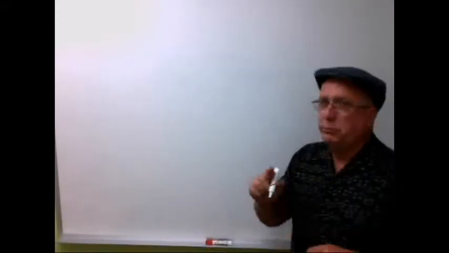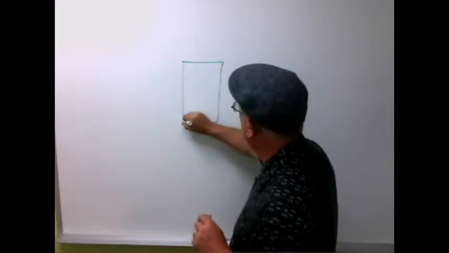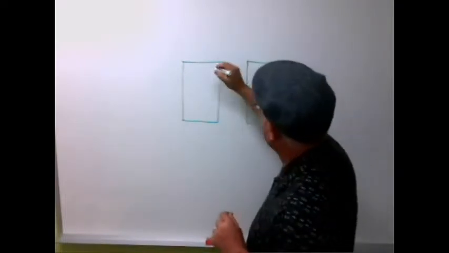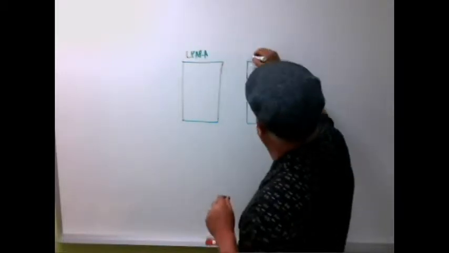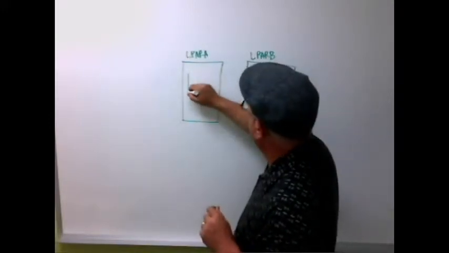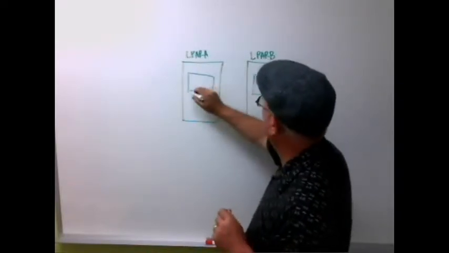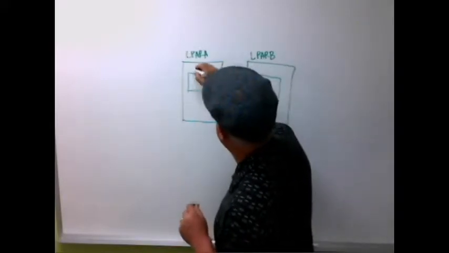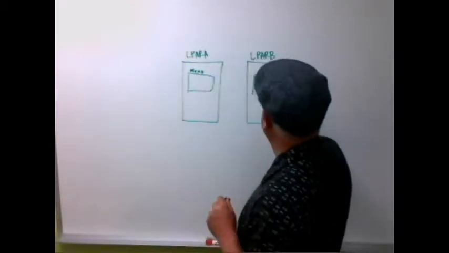So let's put together a straw man of a DB2 data sharing environment. I'm going to have 2 different LPARs. We'll call this LPAR A, and this one LPAR B. Let's suppose, we're going to keep this rather simple, we're just going to set up 2 DB2 data sharing members, one within each of these LPARs. We're going to call this member A, and this is going to be member B.